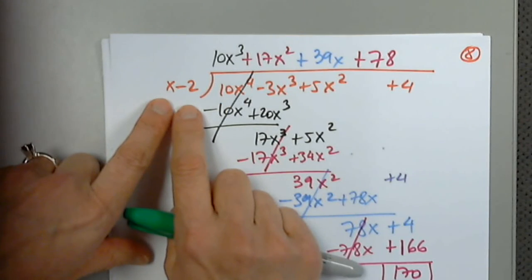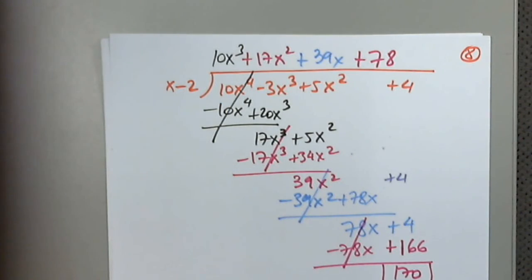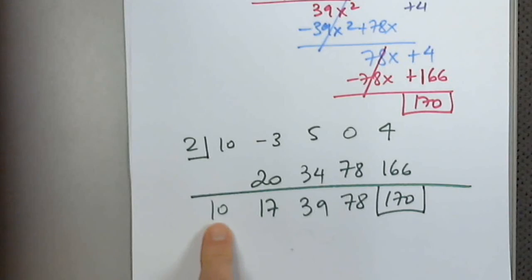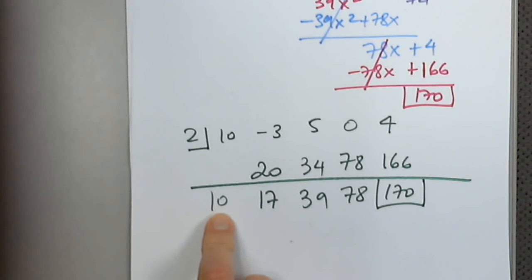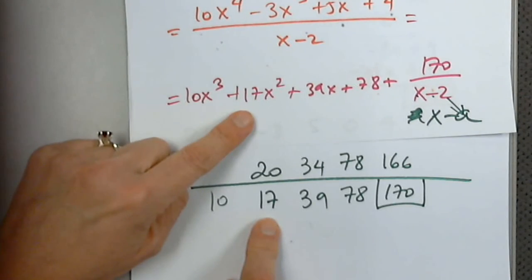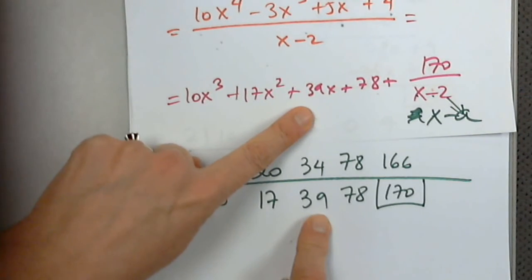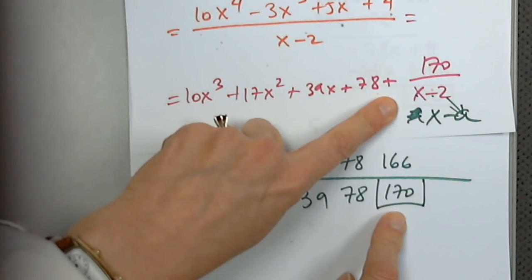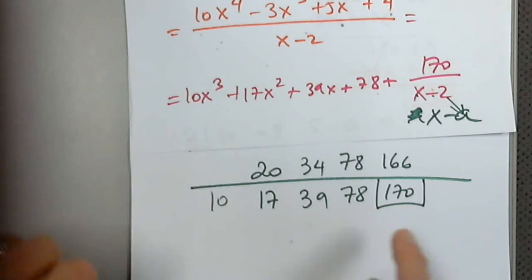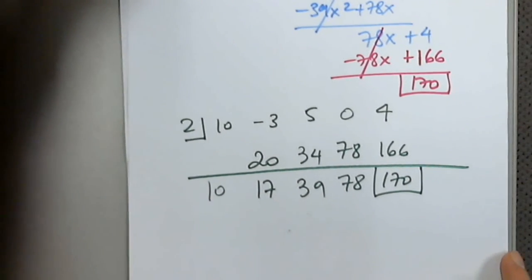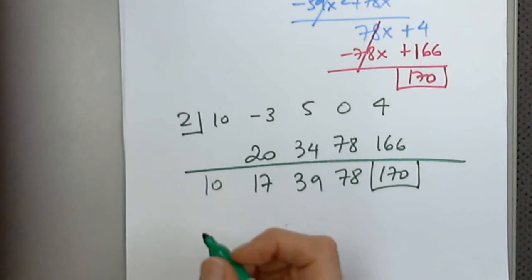4. What is the degree of the divisor? So when I divide degree 4 by degree 1, what degree do I get? Because otherwise I will not know where to start here. 3. So what would be the answer then? 10x cubed plus plus plus plus. Is that better now? Perfect.